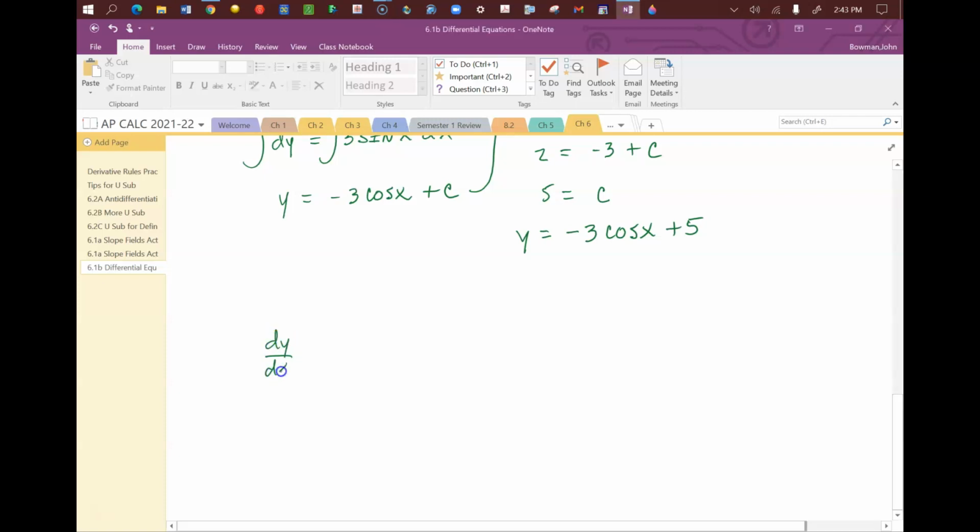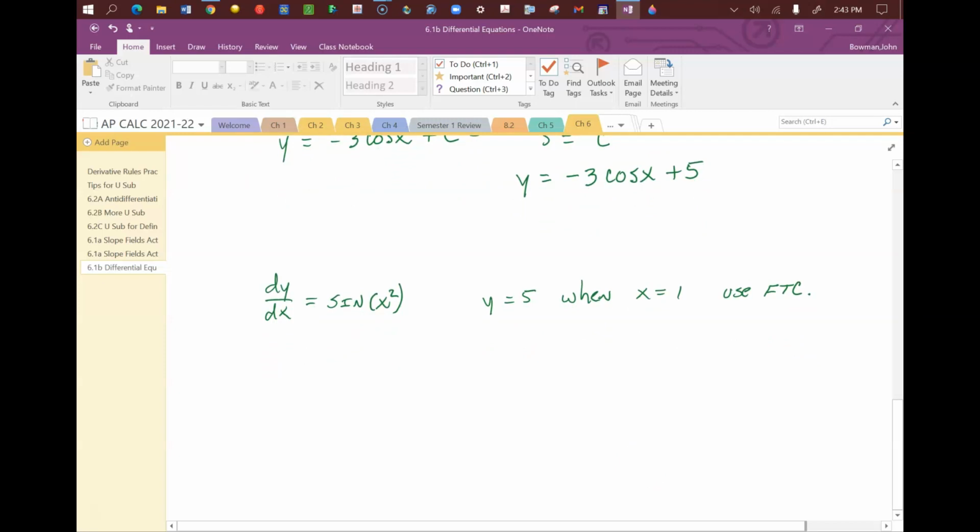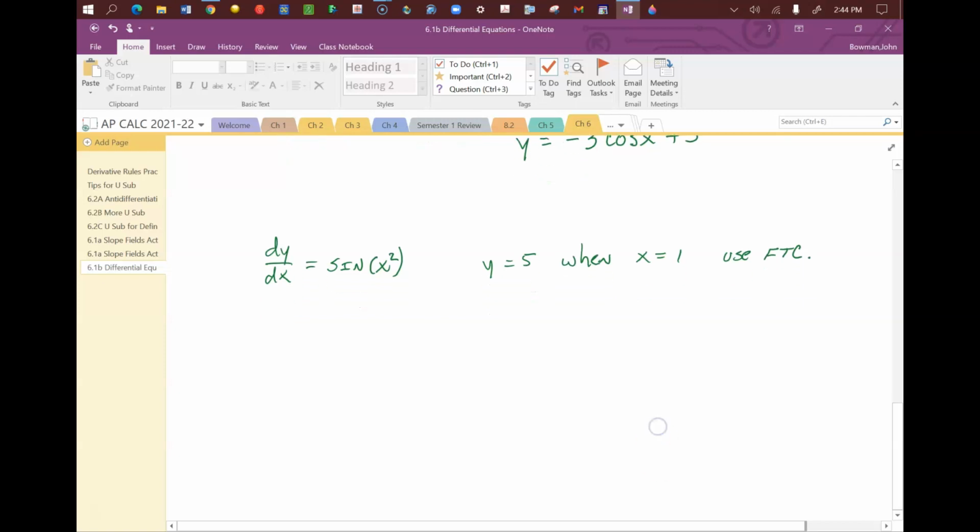dy/dx is equal to sine of x squared, and y is equal to 5 when x is equal to 1. And they're told to use the fundamental theorem of calculus for this. Well, one clue for this would be that we don't know how to anti-differentiate the sine of x squared. So what are we going to do here? We're going to have to use the fundamental theorem to solve this.